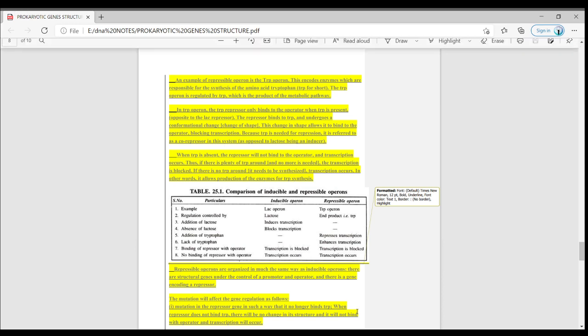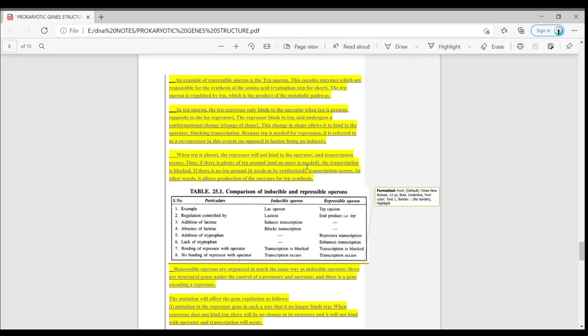So when tryptophan is absent, the repressor will not bind to the operator and the transcription occurs. Thus, if there is plenty of tryptophan around and no more is needed, the transcription is blocked. If there is no tryptophan around, it needs to be synthesized and the transcription will occur. So in the same manner, just as we have seen in the presence and absence of lactose, here also in the absence of tryptophan, it needs to be synthesized and transcription will occur.